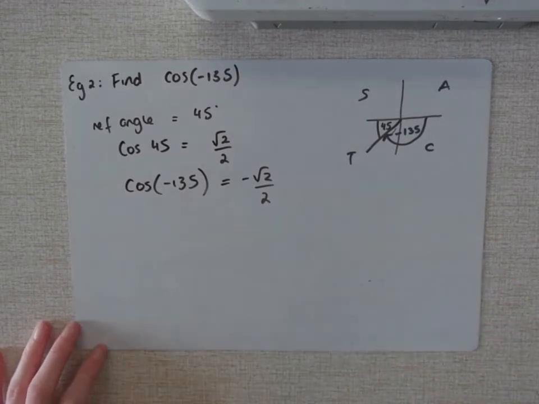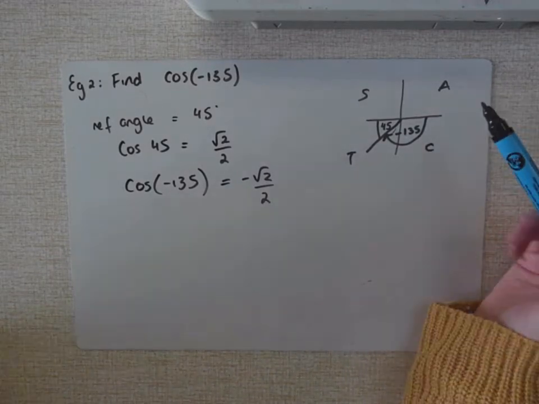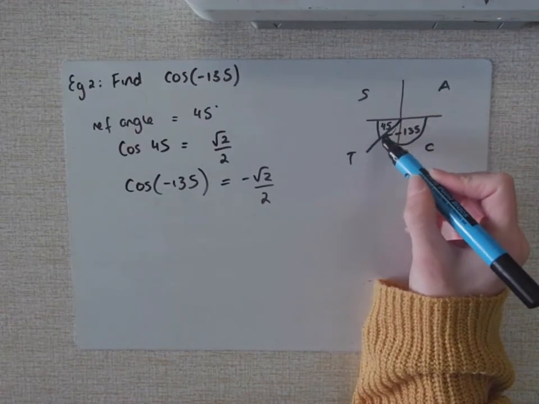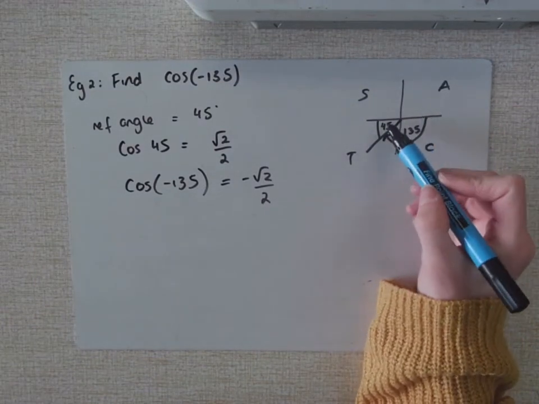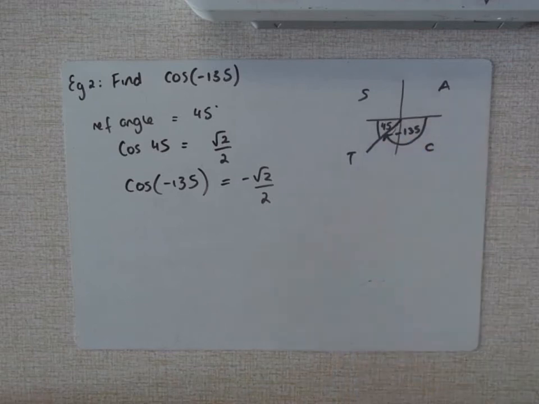Are you okay? Sorry. How is this minus if it's maybe in the quadrant? Oh no, so it's nothing to do with this angle. Okay. It's all to do with the reference angle. Right. Okay? So it's to do with what quadrant the reference angle is in. Okay?